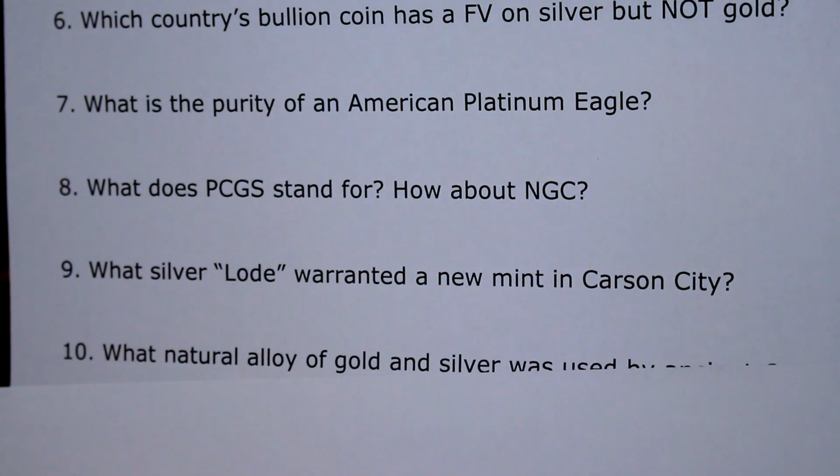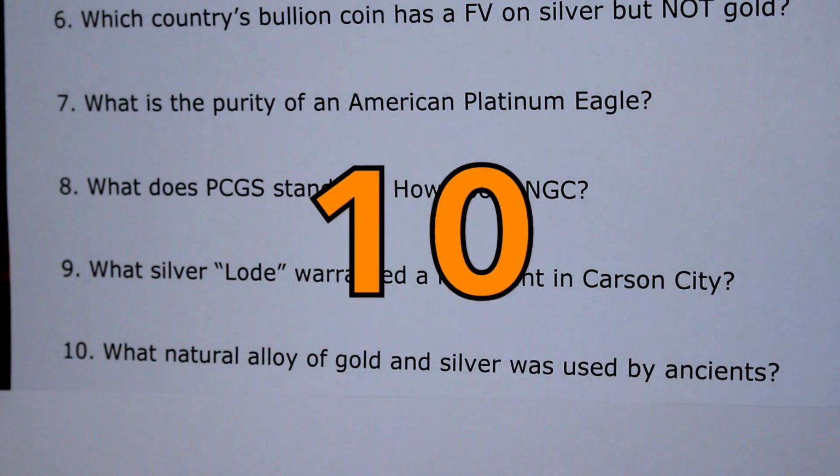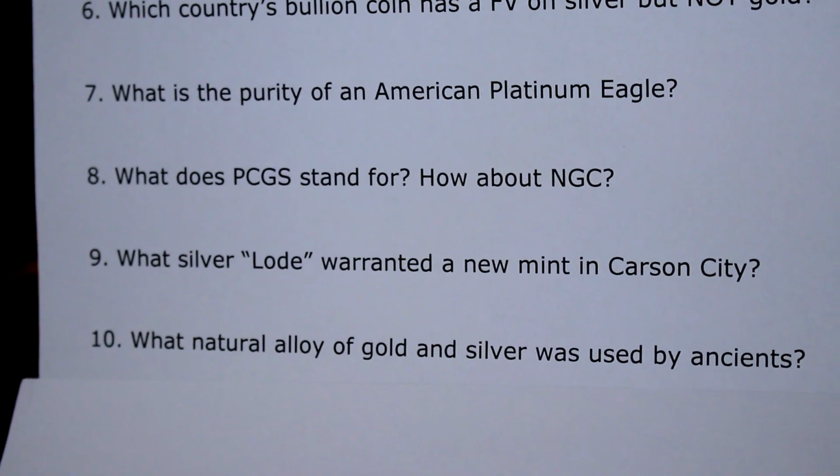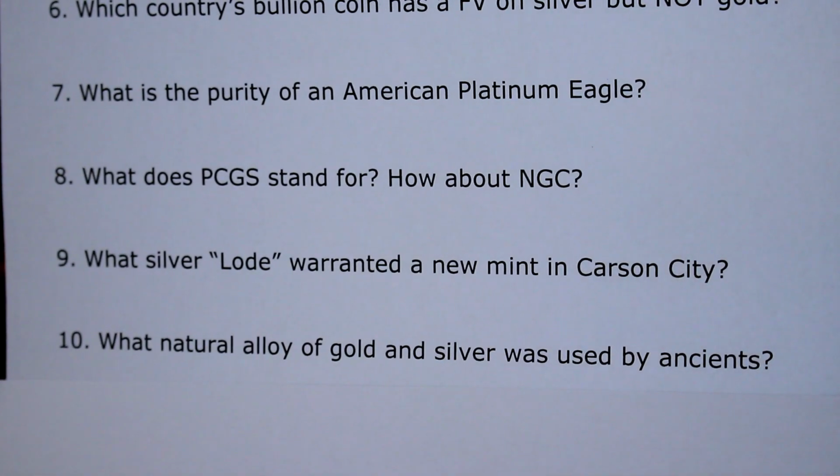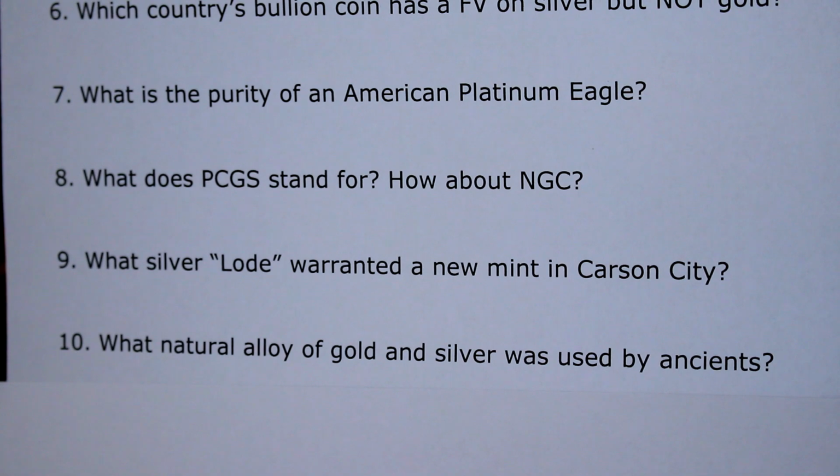All right, so for the last question, number 10, what natural alloy of gold and silver was used by the ancients when they used to make their coins out of this naturally occurring alloy of gold and silver? What is that called? And you know what? Just for a little bit of extra credit, this gives you the possibility of scoring 11 out of 10.